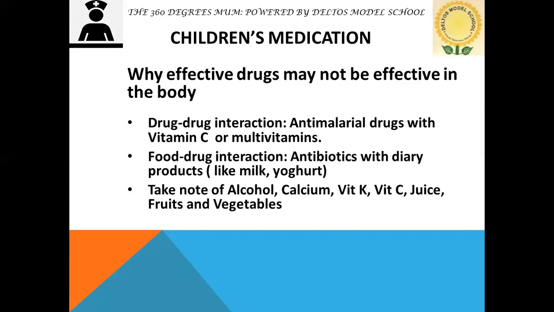And when they are taking drugs, please don't give them. Take note of alcohol, calcium, vitamin K, vitamin C, juice, fruits, and vegetables when your child is taking medication. Don't give orange and anti-malaria at the same time, if you want the anti-malaria to work. So at that time, avoid orange and any other thing that you know is not going to be healthy for your child.